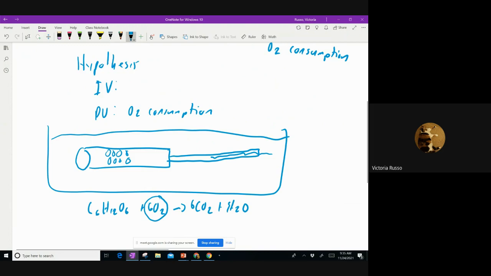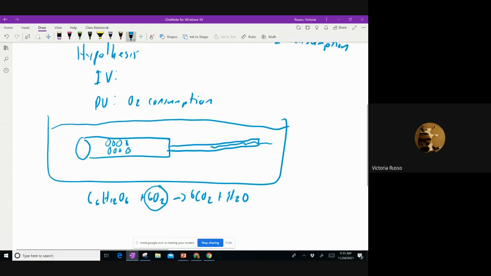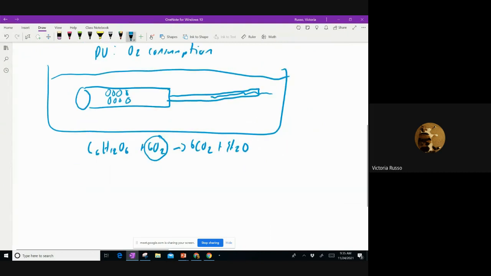And we can measure how much water moves in. But there's a problem. As you consume oxygen, the gas CO2 is going to take its place. So we're going to add into this vial some KOH, which is going to turn this into a solid.